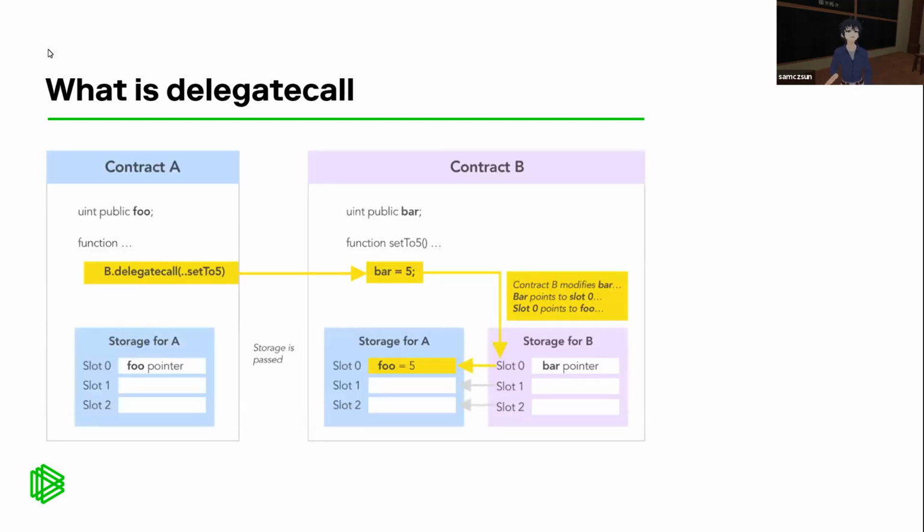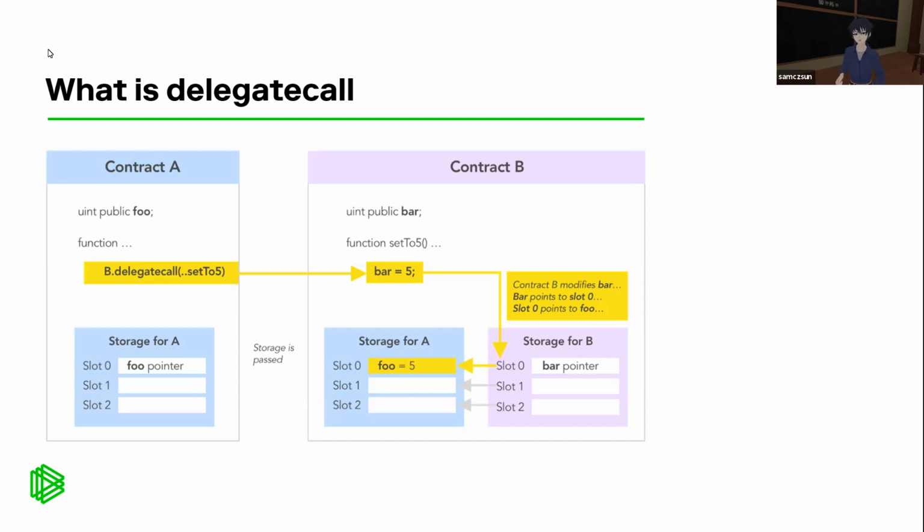Just to give you a visual example of what's happening, here we can see contract A is performing a delegate call to B. And although contract B is setting a variable to 5, delegate call ensures that the context of the call remains with A. And so, in fact, we've updated the storage for contract A instead of contract B.